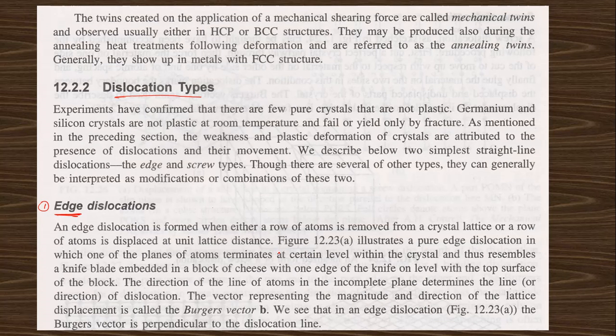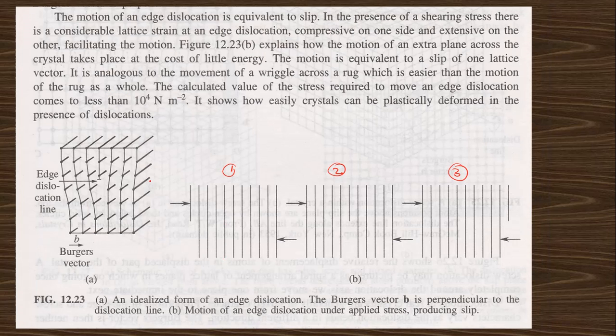And there are two dislocation types. The first one is the edge dislocation. That means at the edge it is shifted, and the vector representing the magnitude and the direction of the lattice displacement is called the Burgers vector b. In this figure you can see this is the edge dislocation. This is the total crystal structure in which the dislocation appears, and the edge dislocation can be shifted from the left to the right-hand side under stress. If we apply stress, this dislocation shifts from the left side to the middle, and then to the right-hand side.